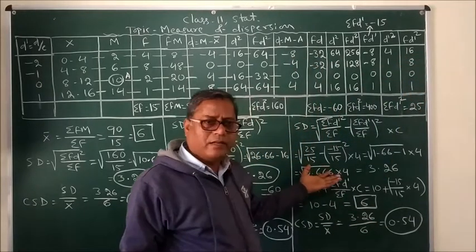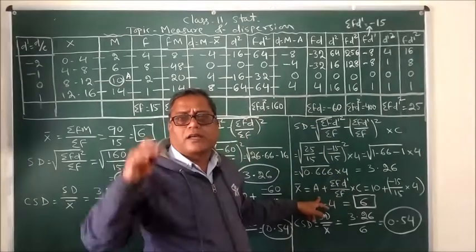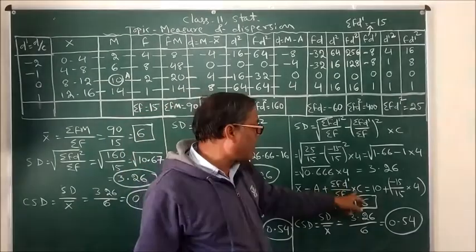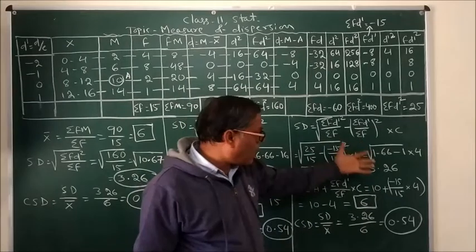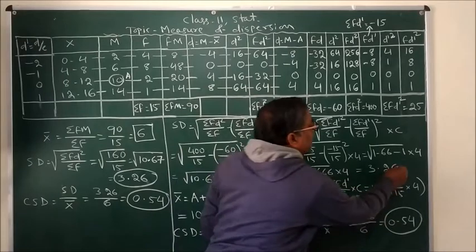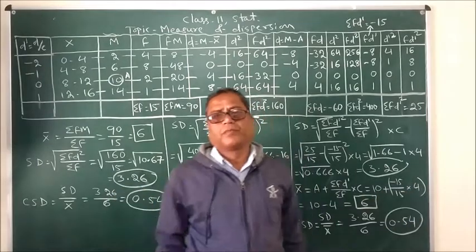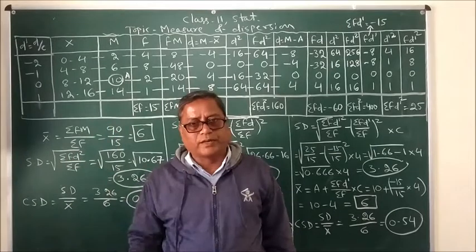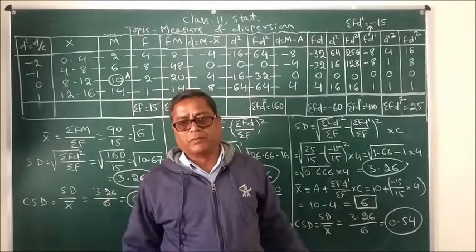Now simply again some mathematical calculation using the same formula, but here getting the actual mean needs a different formula. Instead of d we are taking d dash, that's why ultimately we have to multiply the value with c, that is the common factor. So again the actual mean is 6, the standard deviation is 3.26, and the coefficient of standard deviation is 0.54. So this is how to calculate standard deviation and its coefficient using all three methods, that is the direct method, shortcut method and step deviation method.